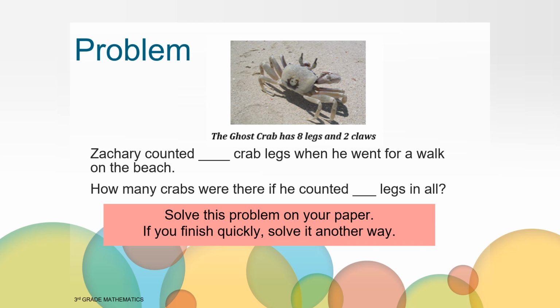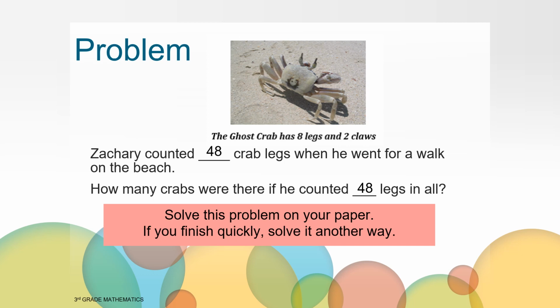So what's the question we're trying to answer? Well, we want to know how many crabs Zachary counted. So now let me read it again with the numbers. Zachary counted 48 crab legs when he went for a walk on the beach. How many crabs were there if he counted 48 legs in all?